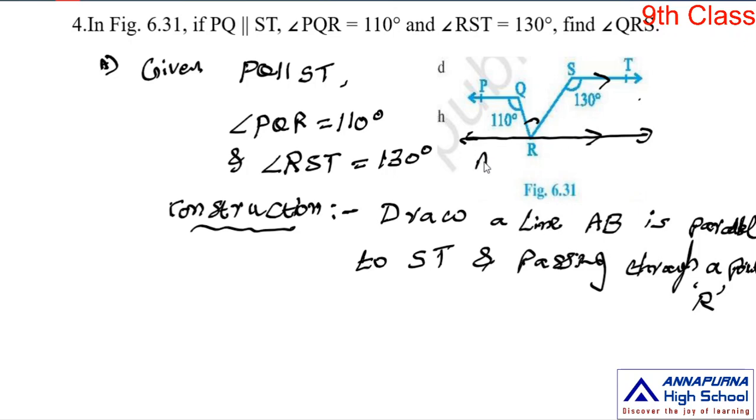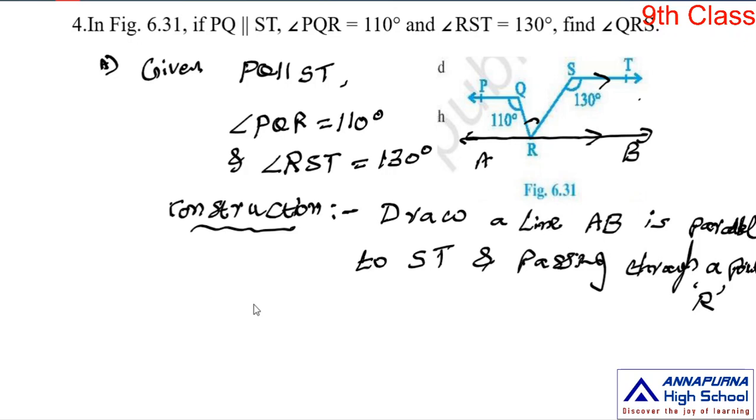AB is parallel to ST and PQ is parallel to ST. So the line PQ is parallel to AB. Already we proved an important theorem: lines which are parallel to the same line are parallel to each other. So the line AB is parallel to PQ.